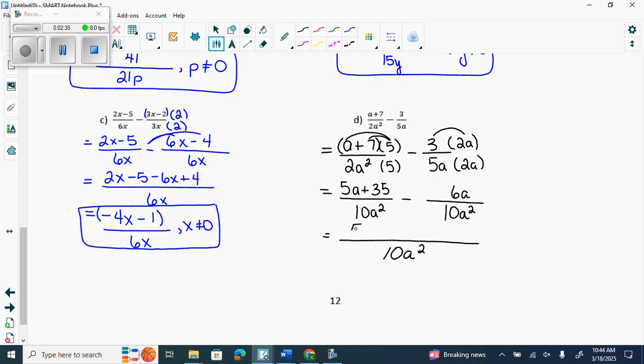And then I get 5A plus 35, and then I have a monomial behind it, so minus 6A. And so I get 5A minus 6A is negative A plus 35, which is a what? Binomial. So it can go in its own brackets.